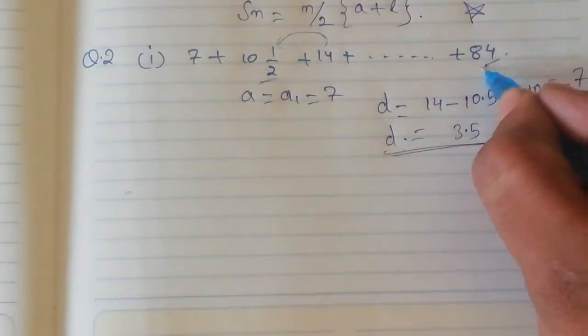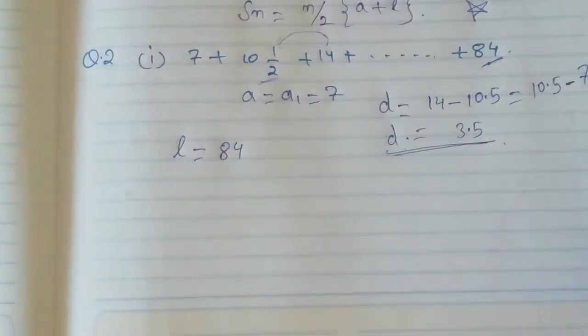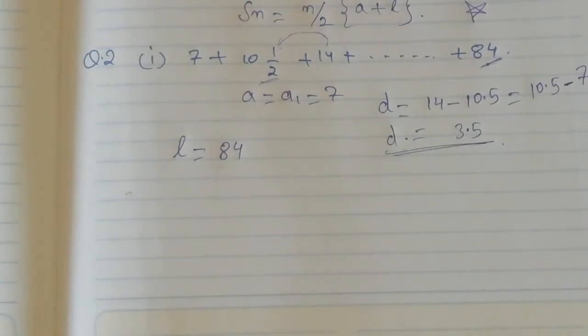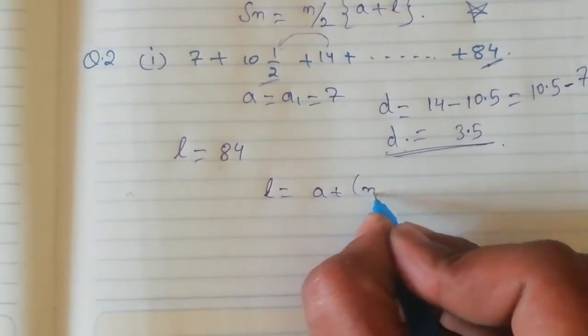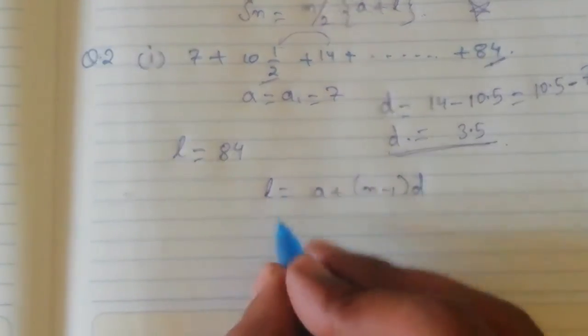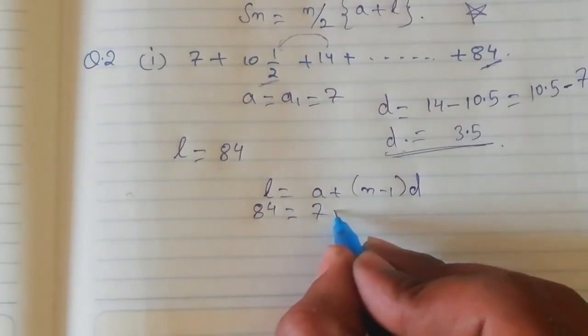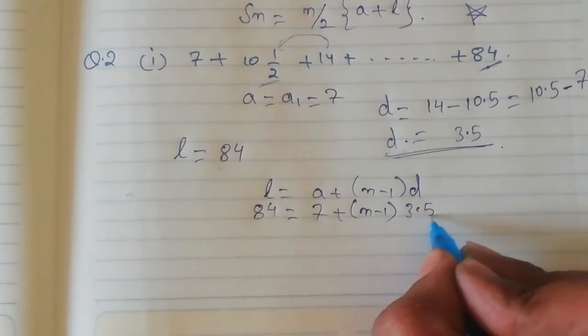Now look here, we have the last term, L equals 84. If we have the last term, we can find how many terms there are in this series to reach up to 84. So L can be written as a plus (n minus 1) into d. We have the value of L, we have the value of a, and d is 3.5, but we don't have the value of n.